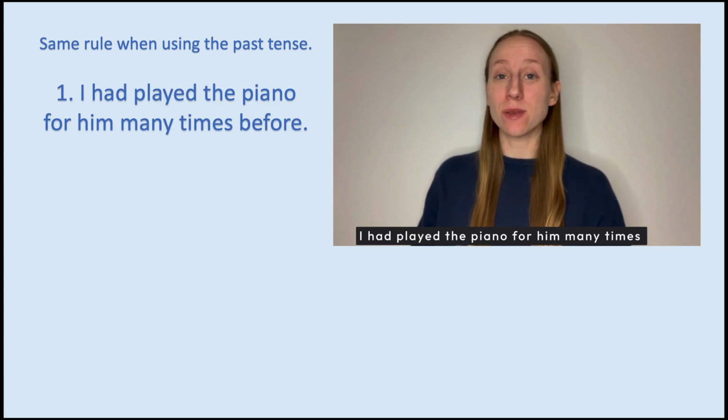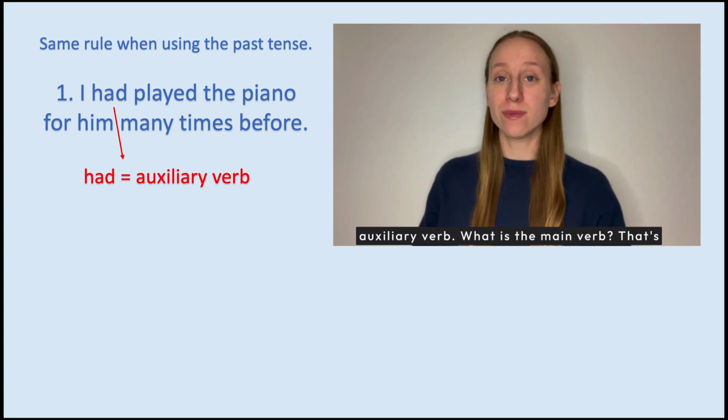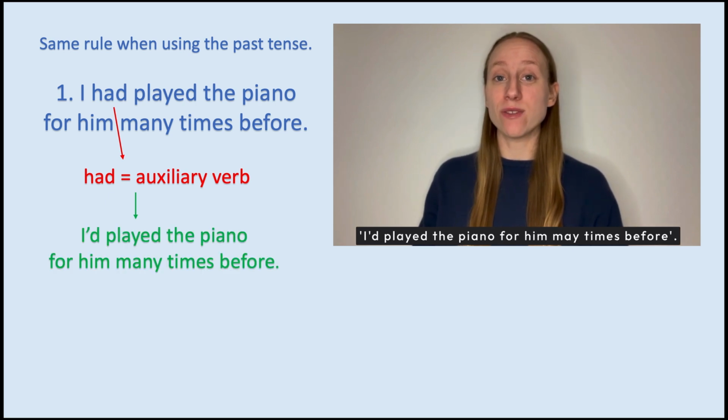I had played the piano for him many times before. In this sentence, had functions as the auxiliary verb. What is the main verb? That's right, played. Therefore, because had is the auxiliary verb, it can be contracted to read, I'd played the piano for him many times before.